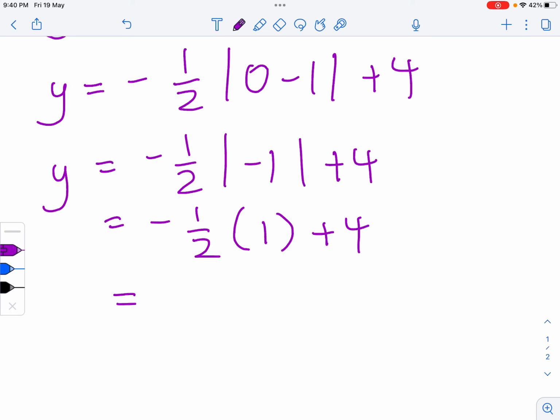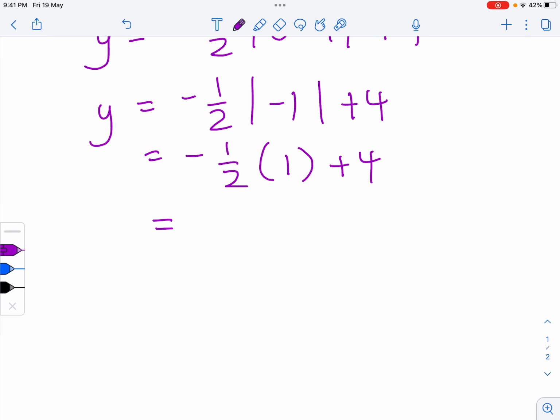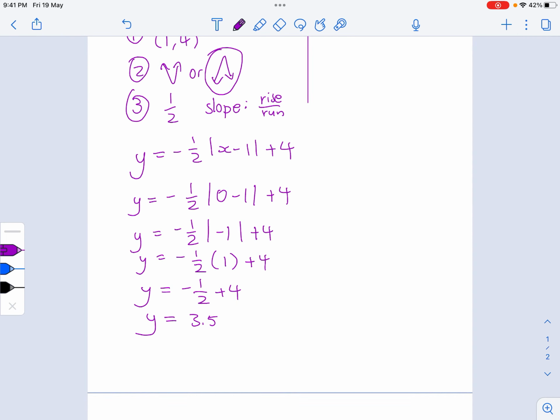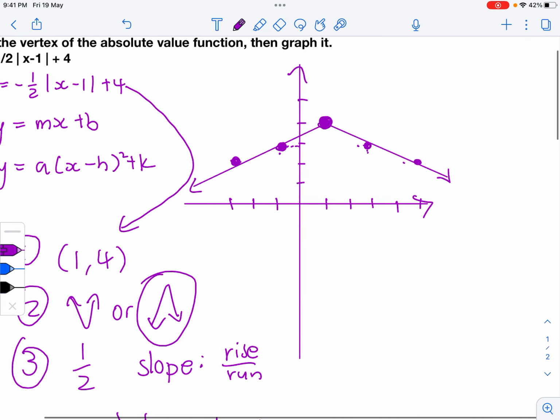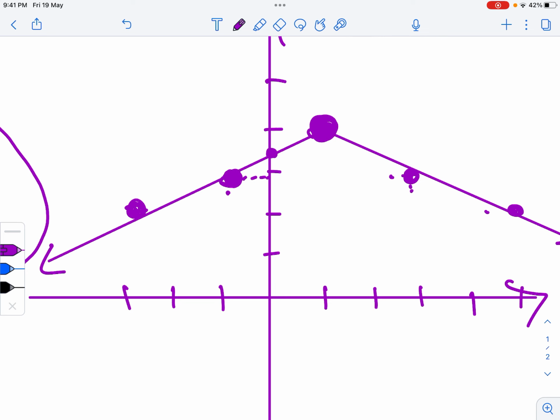And so now we can just use basic algebra to solve for y. So -1/2 times 1 is just going to be -1/2 plus 4. We get 3.5. And we can plot that in. So y is equal to 3.5. What does that mean? Well, the y-intercept is 3.5, which represents x is 0, so (0, 3.5). And we can plot that in our graph, which is right here, which is kind of accurate.